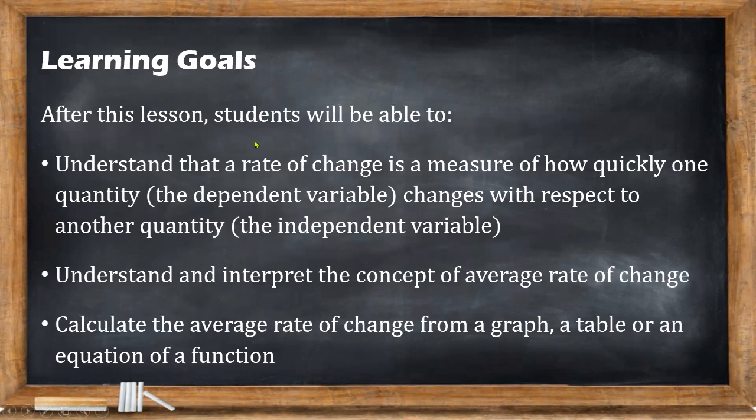After this lesson, you should be able to understand that the rate of change is a measure of how quickly one quantity, that is the dependent variable, changes with respect to the other quantity, which is the independent variable, and understand and interpret the concept of average rate of change. Calculate average rate of change from a graph, a table, or an equation of a function.